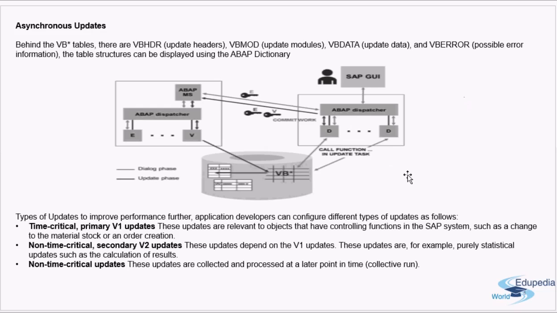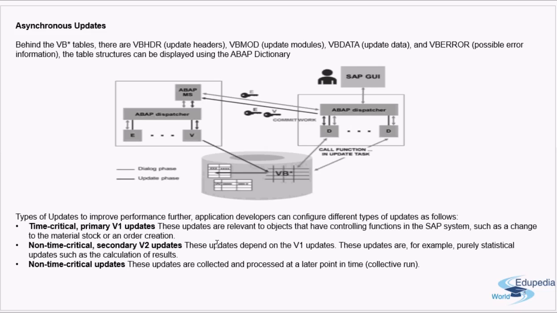Now we have two types of updates in SAP. Time critical primary V1 updates: these updates are relevant to the objects that have controlling functions in the SAP system, such as a change to the material stock or an order creation. So we have V1 and V2 updates. Similarly, we have two types of update work process, V1 and V2.